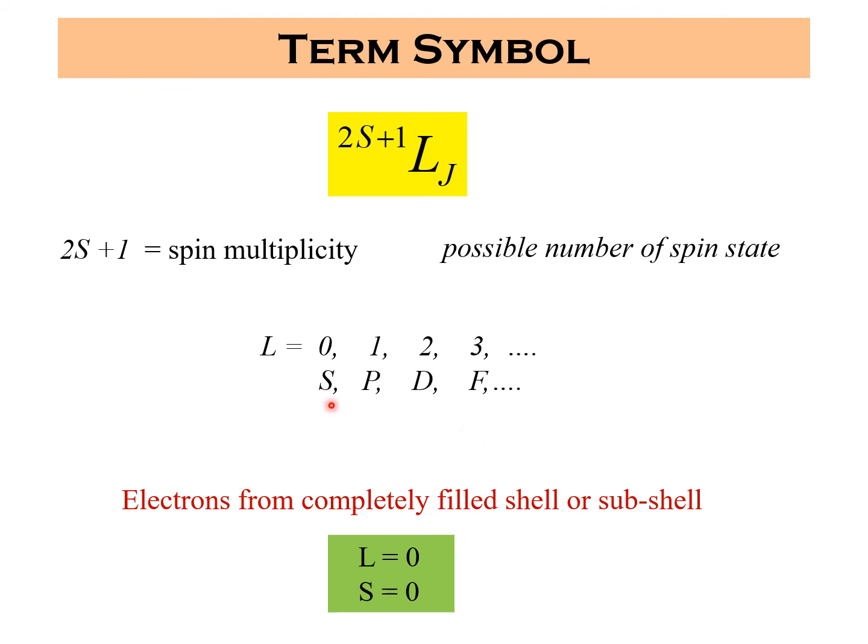However, the electrons from a completely filled shell or subshell do not contribute to the overall term symbol, because the total orbital angular momentum of a filled shell is 0. Similarly, the spin is 0. So if any atom has a completely filled shell or subshell, its term symbol will be 1S0, because the spin state is singlet and the total angular momentum is 0, which is defined by S.